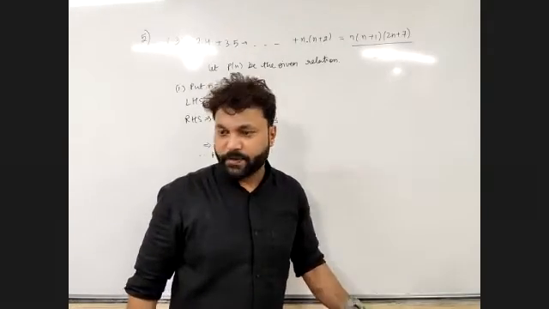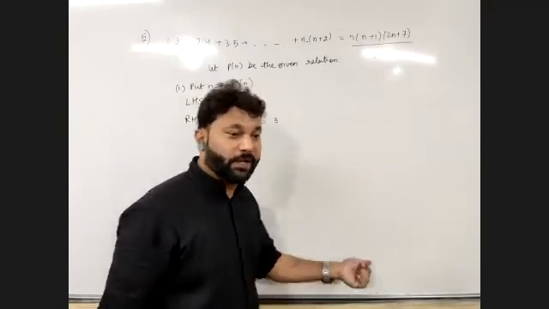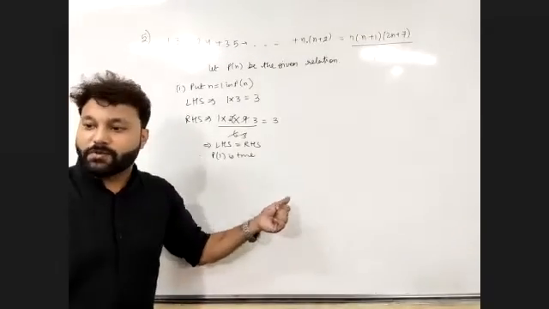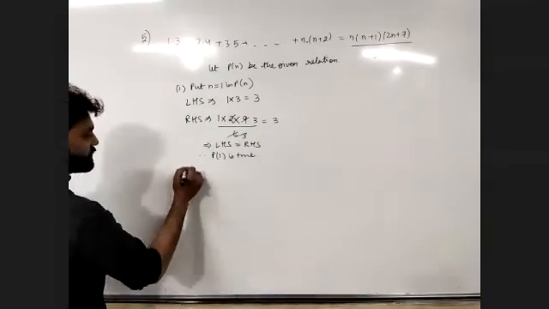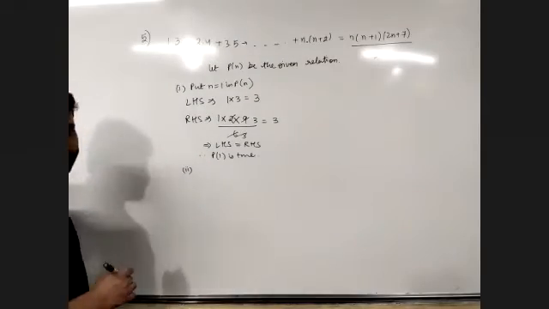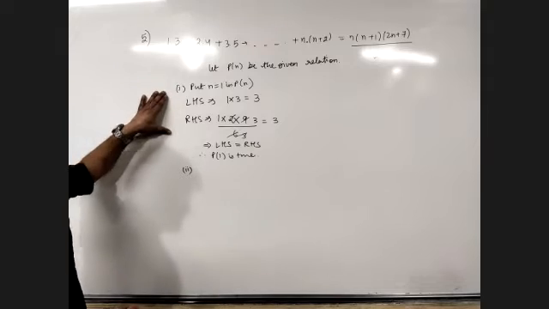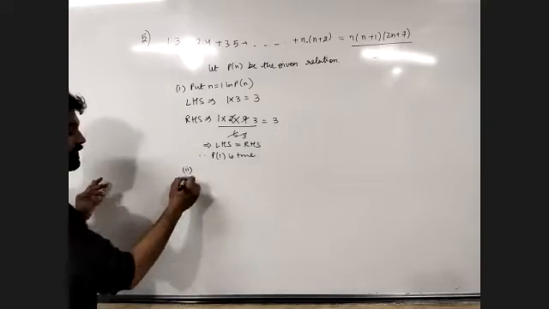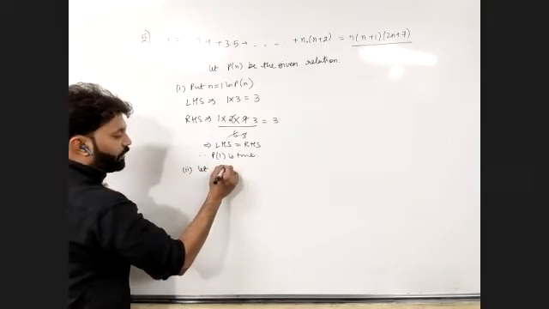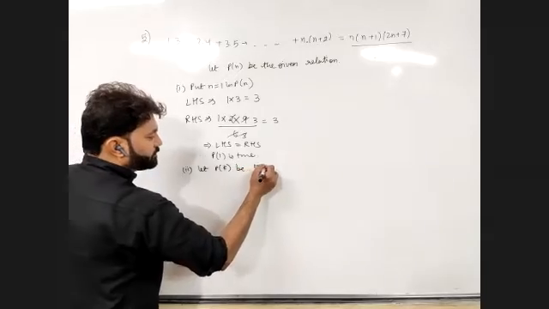Am I clear with it? So we have checked for n equal to 1, and because it's coming out to be true for n equal to 1, we'll move on to the second step. So this is what we have checked. Now we'll assume. What will we assume? Let P of K be true.